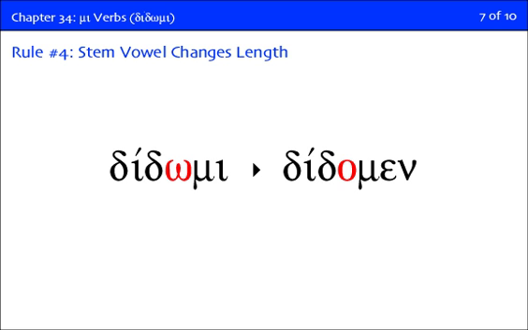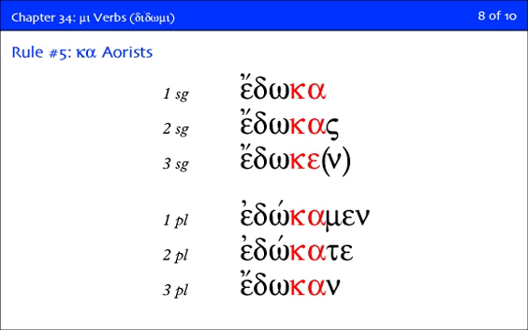Rule number 4 is the stem vowel changes length. As far as I'm concerned, it's not a big deal. Long or short, I don't care what it is. But that vowel will fluctuate. And rule number 5, most mi verbs use kappa aorists. But again, there's not going to be a reduplication, and so these things shouldn't be a problem. In terms of the endings, they're all blissfully regular. What that means now, though, is that when you see the kappa, you can't automatically assume it's a perfect. You've got to look at the root, look for reduplication.